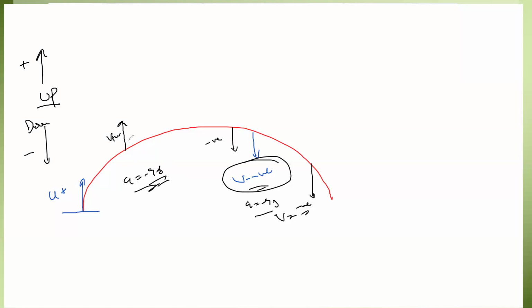So acceleration is always negative 9.8 for the full motion. But for a half motion, when I divide it into halves, for the first half I'll say negative 9.8, and for the remaining half, I'll say positive 9.8. We'll do more about this motion under gravity next session, and I'll take your doubts as well.